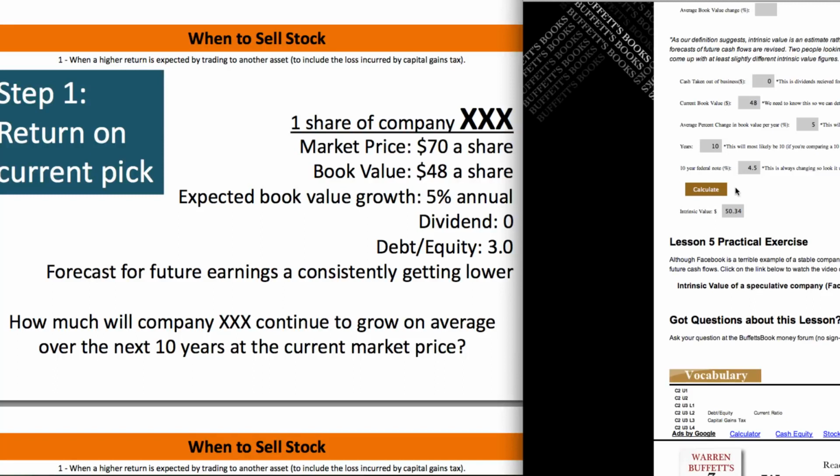So in order to figure out how much we think we would get over the next 10 years, all we have to do is adjust this number. Instead of having 4.5% in for our 10-year federal note, we're going to adjust that number until our intrinsic value equals the current market price, okay? Our current market price is $70, so I have to adjust this number here until the intrinsic value equals $70, or pretty close to it, okay?